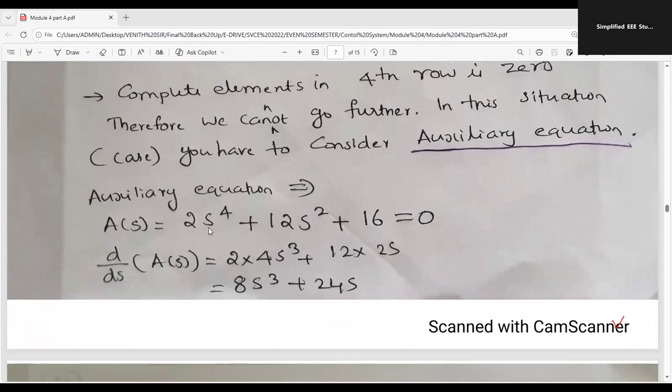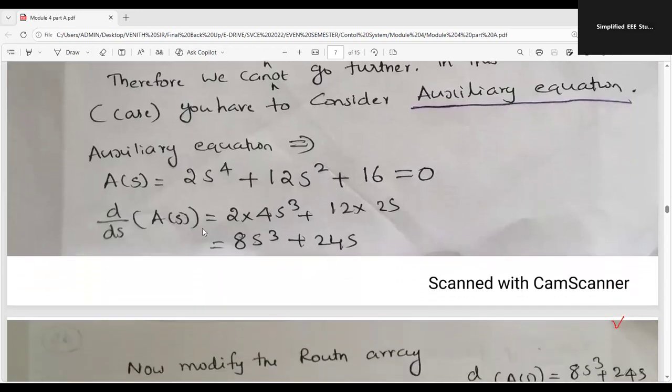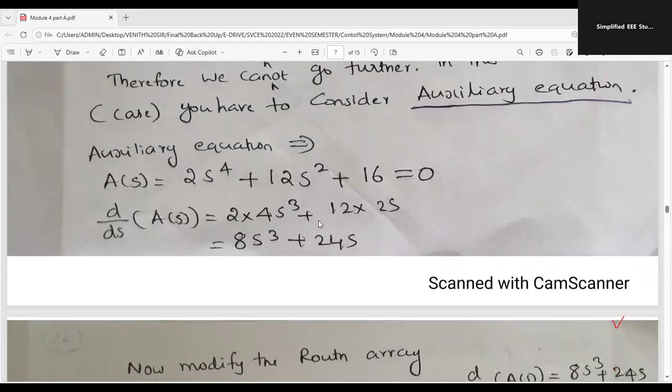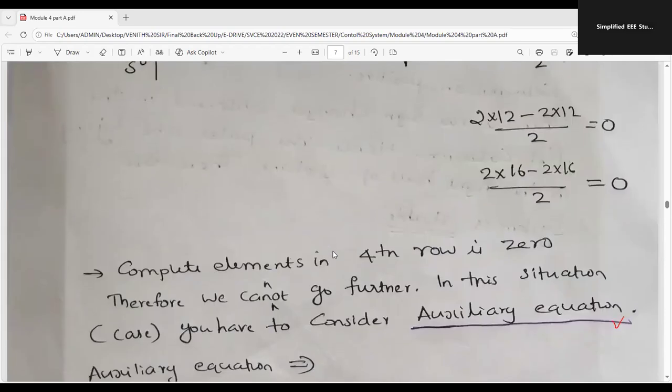So apply the principle of differentiation, that is 2 into 4s cube plus 12 into 2s, which is equal to 8s cube plus 24s. Now what you can do? By seeing the coefficients of the differentiated auxiliary equation, you can update the next row wherever you found 0. Wherever you found 0, that is replaced by the coefficients of the differential of the auxiliary equation. The coefficient of s to the power 3 is 8, and the coefficient of s to the power 1 is 24. So 8 and 24 will be replaced instead of 0.